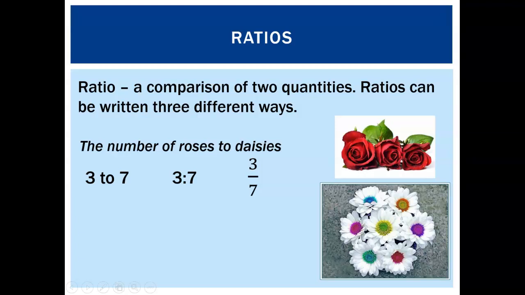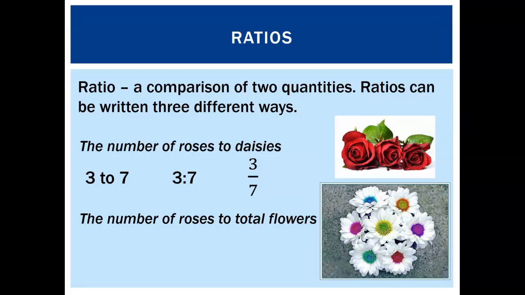We most commonly see ratios written as fractions. We can also compare an item to a whole. For example, if we'd like to compare the number of roses to the total number of flowers. In this case, we would add together the roses plus the daisies, which equals 10 flowers.